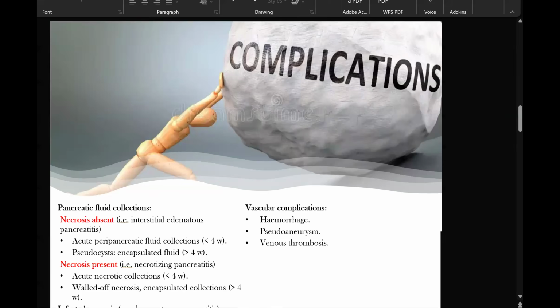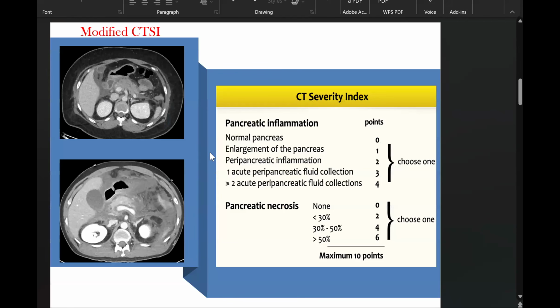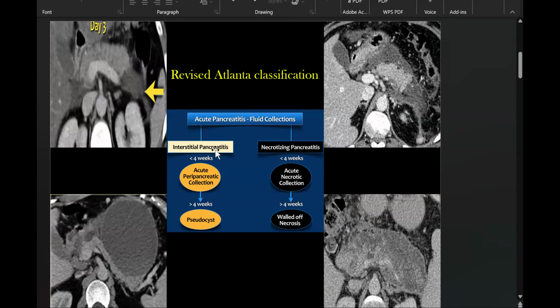Just to revise this area, because this is an important and common exam case, we have so many complications in pancreatitis, like fluid collection. But you see, the first point is to determine if there is necrosis or not. Then fluid collection. In edematous pancreatitis, interstitial pancreatitis, it has one of two names: acute peripancreatic collection or pseudocyst. The difference between both is timing, and in imaging, wall enhancement.